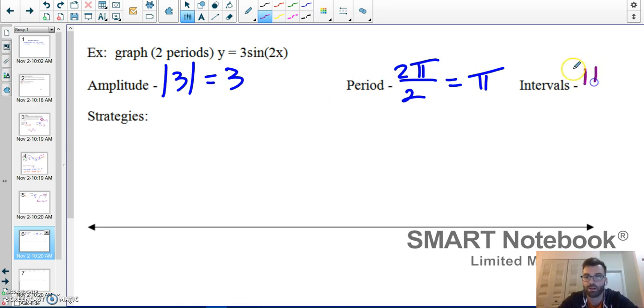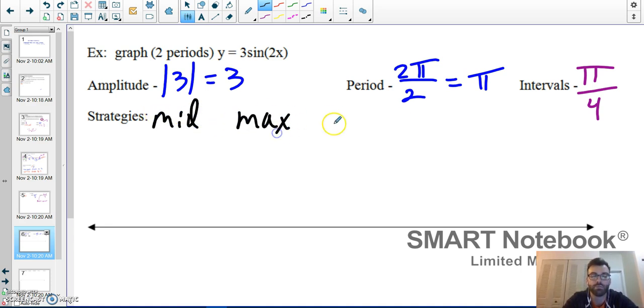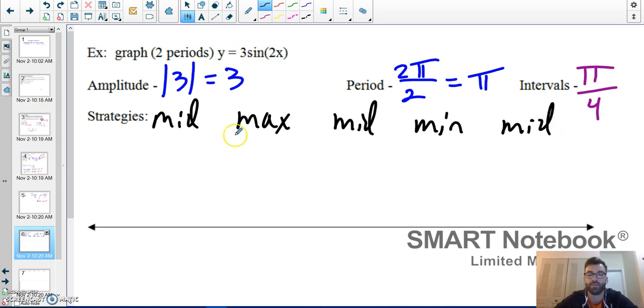So I take our period and divide it by 4. Some strategies for graphing the sine curve. Think about your midline. So you go from your midline to your max, to your midline, down to your min, and finish back at the midline. That's assuming that this value here is positive.